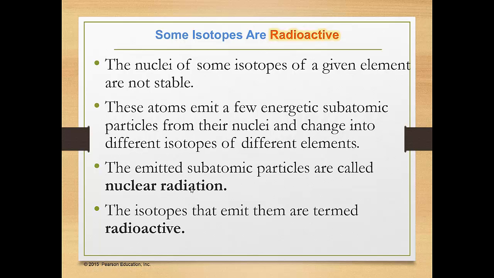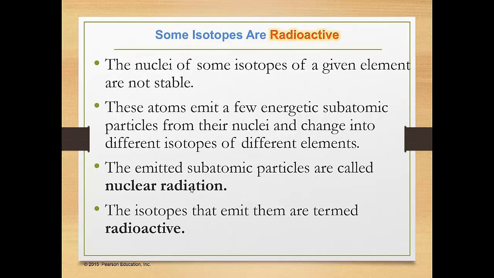Now be aware that some isotopes are going to be radioactive. When you talk about things that are radioactive, these are isotopes of elements that do not have stable nuclei. So what's happening is that the atoms are going to emit a few energetic subatomic particles from their nucleus, from their center. And when they do that, it changes them into a different isotope of a different element. They actually lose not only neutrons to change isotope, but they can lose protons too and convert into different elements.